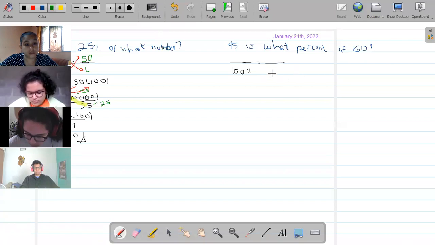Okay, so since Nathan is the second one on my screen, I'm going to use the variable n. Okay, because I don't have it. Okay, and the other part, we're going to say 45 is what percent of 60? Which one is the whole, the 45 or the 60?